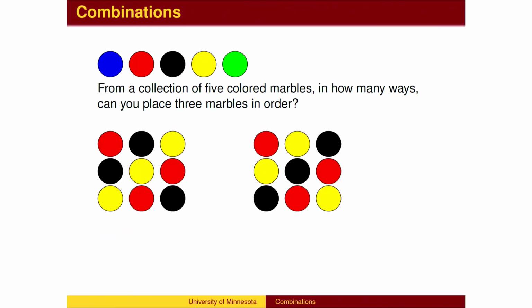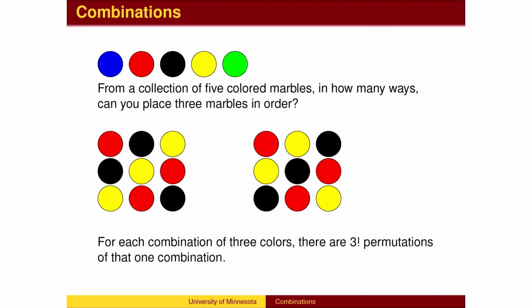Here's one possible choice: red, black, yellow. These 3 colors make 6 permutations, but it is just one combination of colors. For each combination of 3 colors, there are 3 factorial permutations.